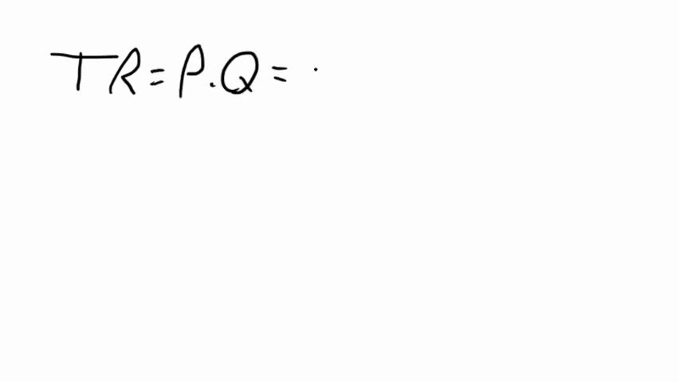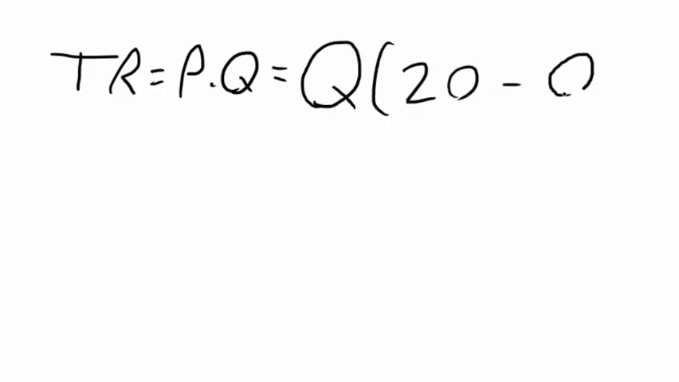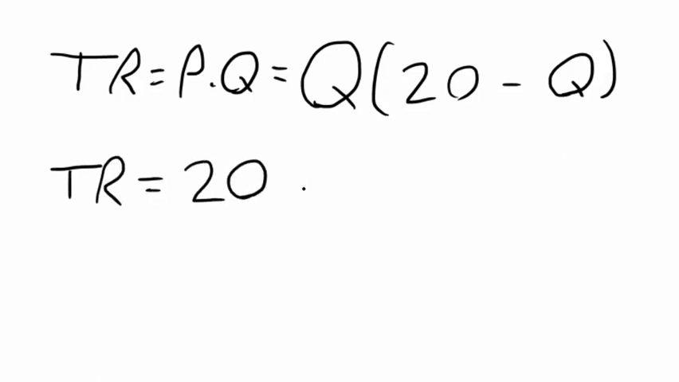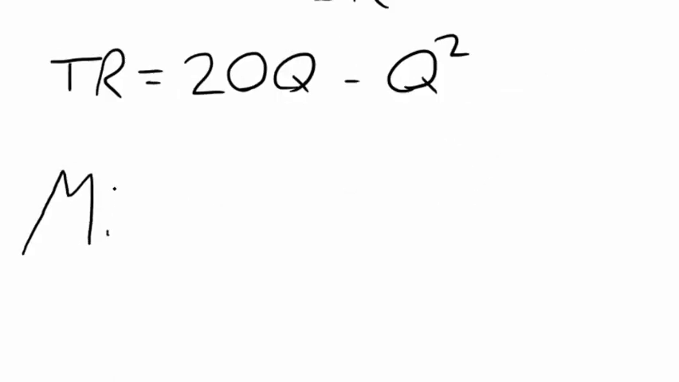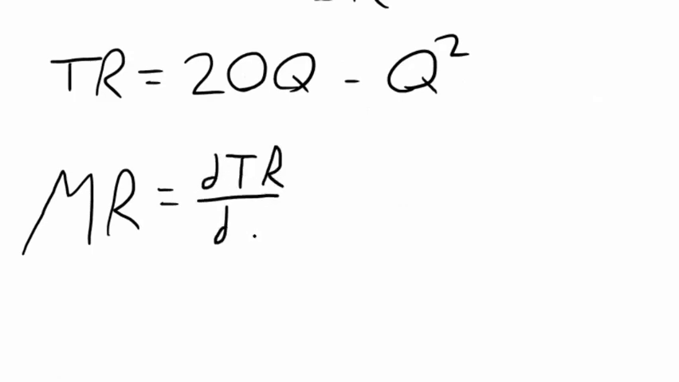So now that we have our price function, we can now find our total revenue, which is price times quantity. So it would be quantity times our price function of 20 minus Q, which also represents our quantity demanded, and thus, by distributing, our total revenue is 20Q minus Q squared. Next, we can find our marginal revenue, which is the derivative of the total revenue function with respect to Q, and our derivative is 20 minus 2Q.